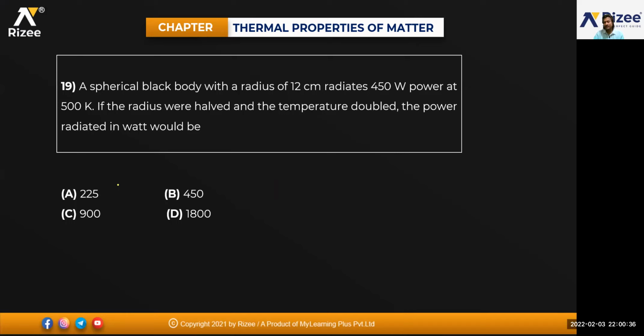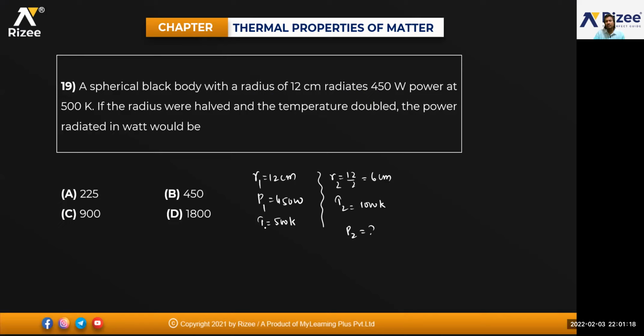Can anyone tell me this question? Direct question. A spherical black body with radius 12 centimeter radiates 450 watt power at 500 Kelvin. I'll write the data. A spherical black body with radius r equal to 12 centimeter. Power is given as 450 watt at 500 Kelvin, that means temperature is 500 Kelvin. If the radius were halved, that means r is 12 by 2, equal to 6 centimeter, and the temperature is doubled, that means T2 is 1000 Kelvin. The power radiated will be equal to how much? P2 is equal to how much?